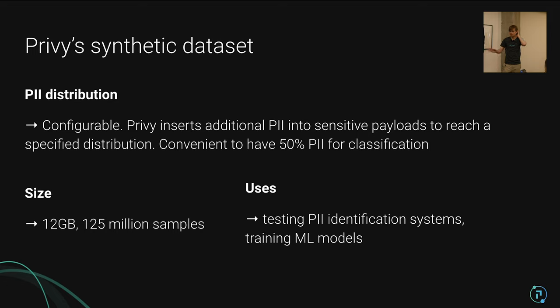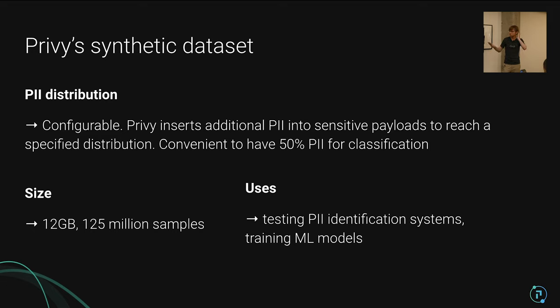A little bit more about how configurable this is. Of course, you want the PII distribution to be representative of the PII that might occur in a realistic dataset. Now, for ML classification tests, it is very convenient to have 50% of your records be one of the two labels that you're trying to train a model on, and the other half not be one of those two labels. So to do that, I have essentially configured Privy so that it inserts additional sensitive payloads into already sensitive payloads that the schema analyzer identified as being sensitive. And that equalizes the distribution.